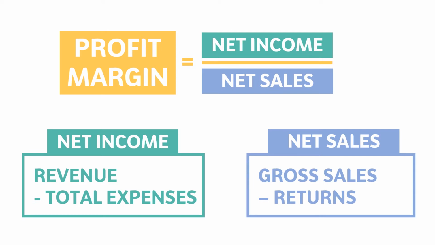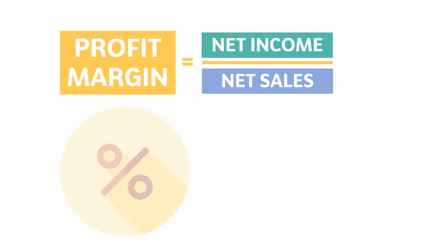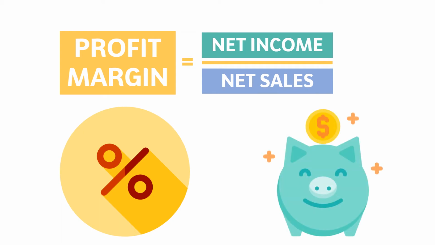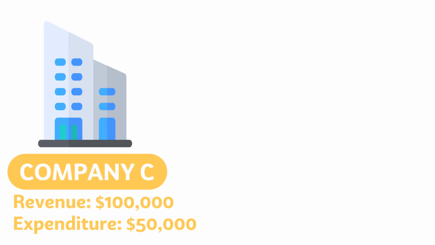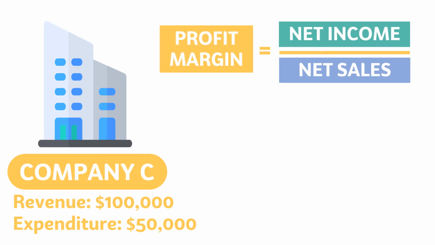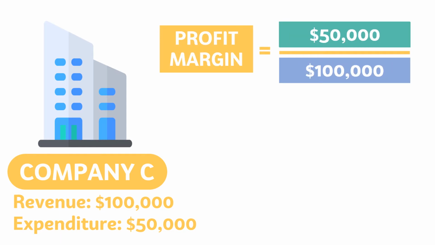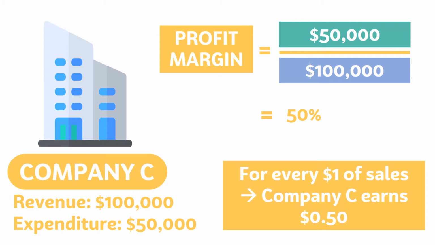Profit margins are usually expressed as a percentage and measure how much a company keeps in earnings for every dollar of sales made. Let's illustrate this with an example. Suppose company C's revenue is $100,000 and its total expenditure is $50,000 for 1 year. When we substitute these values into the profit margin formula, we get a net income of $50,000 divided by net sales of $100,000. So company C yields a profit margin of 50%, or in other words, for every dollar of sales company C makes, it earns 50 cents.